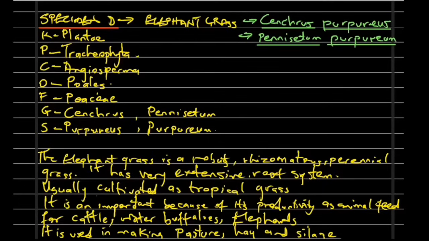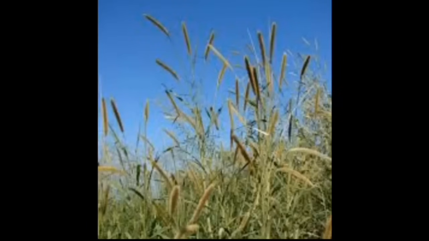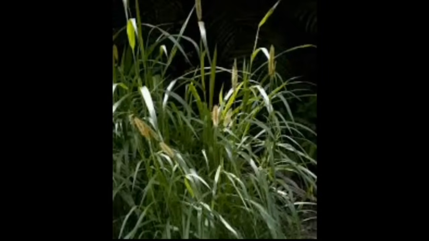So that is basically what this particular specimen is talking about, our specimen D. This is what our specimen D looks like. You can see the elephant grass. That is the flower. You can see it. So basically that is how the elephant grass looks.